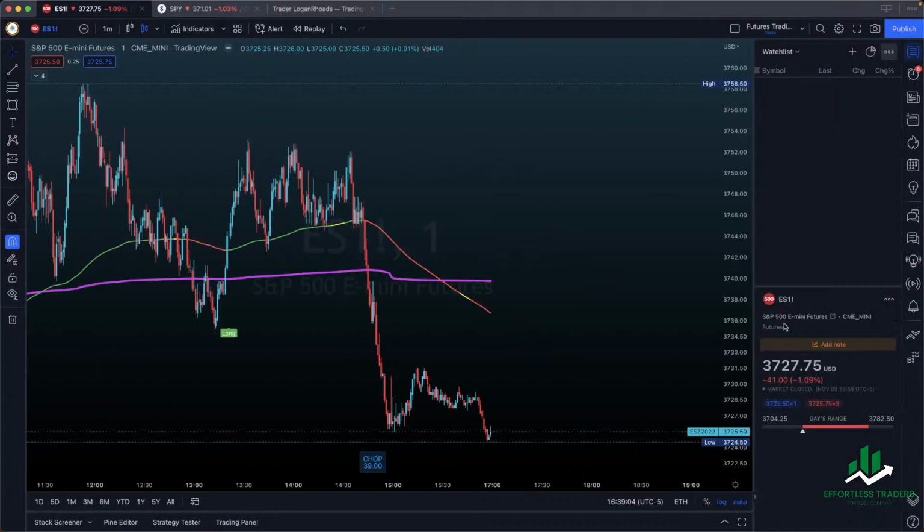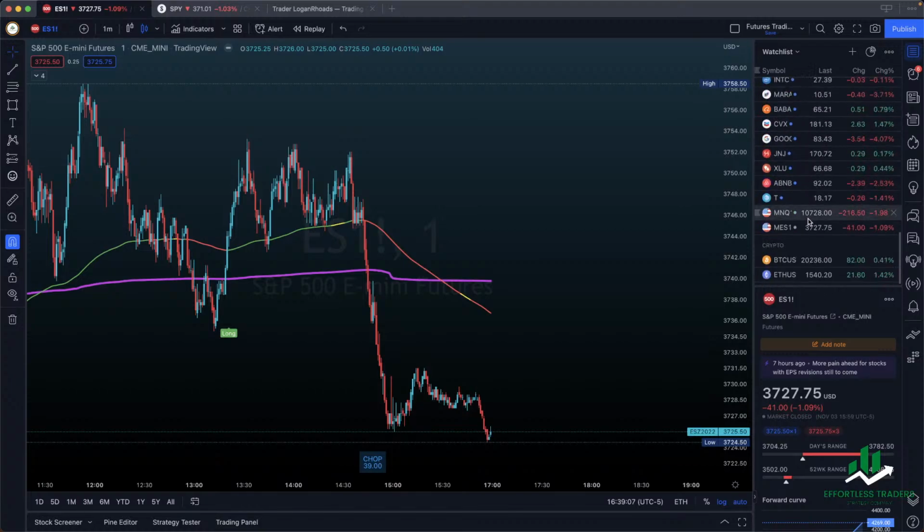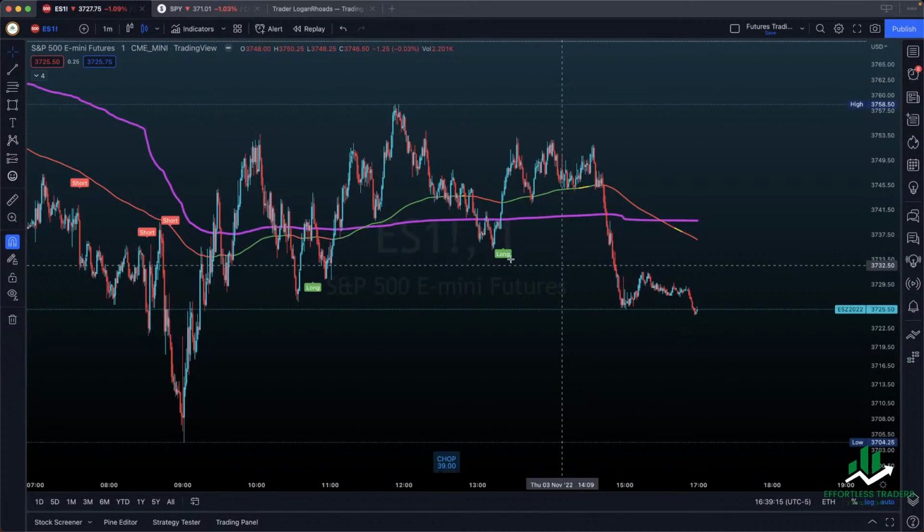Let's see how we performed today. Looks like the S&P outperformed the Nasdaq today by a pretty decent margin. So that's pretty interesting.